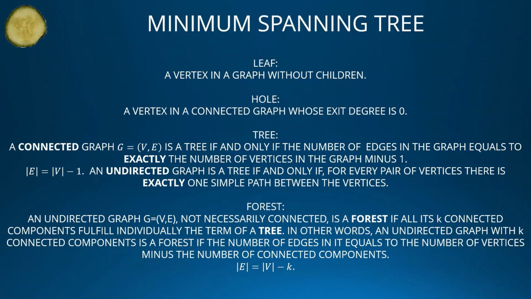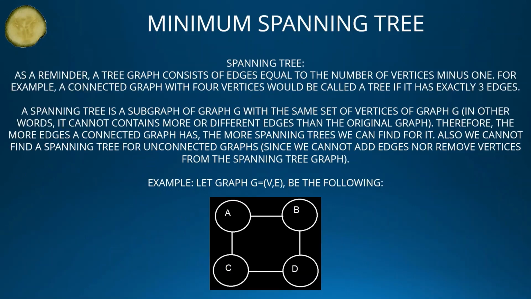An undirected graph is a tree if and only if for every pair of vertices there is exactly one simple path between the vertices. Forest. An undirected graph, G equals (V, E), not necessarily connected, is a forest if all its k connected components individually fulfill the term of a tree. In other words, an undirected graph with k connected components is a forest if the number of edges in it equals the number of vertices minus the number of connected components. So E equals V minus K.